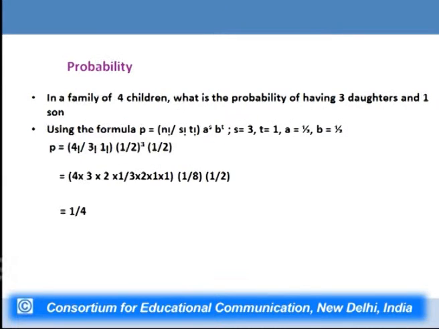For example, in a family of 4 children, what is the probability of having 3 daughters and 1 son? Using this formula, P = n! / (s! t!), we put in the values. P is equal to 4! divided by 3! times 1!, multiplied by (1/2)^3 for daughters and 1/2 for the son. The final value that comes out is 1/4. So in a family of 4 children, the probability of having 3 daughters and 1 son is 1 out of 4.